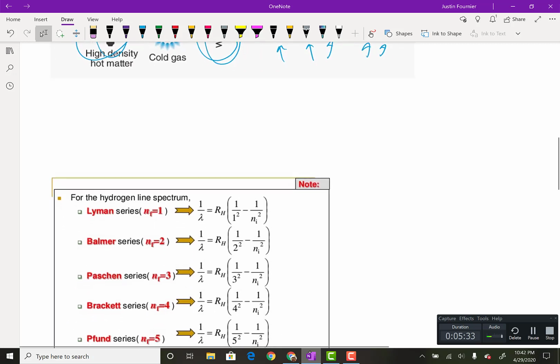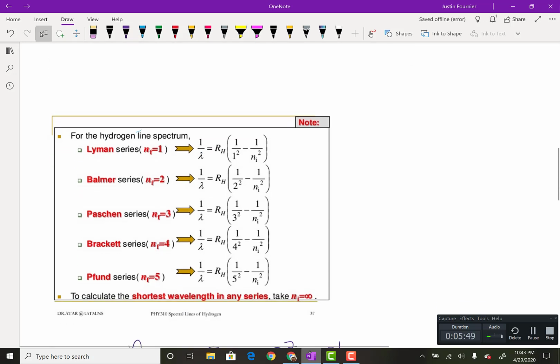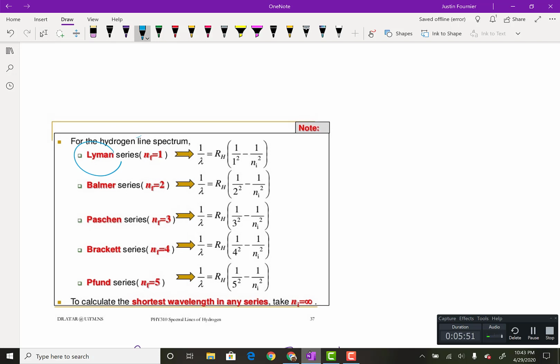People were able to predict what kind of wavelengths these emission spectrums would create. This is all the hydrogen line of the spectrum. So these are all predictions that were made from hydrogen. What people figured out here, and we got different people here: Lyman, Balmer, Paschen, Brackett, Pfund. They all started getting their own.